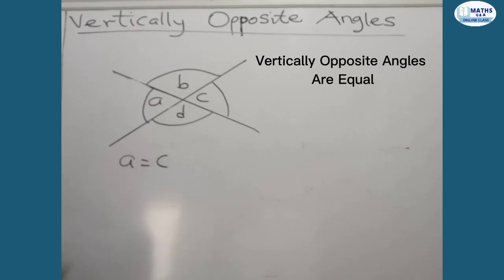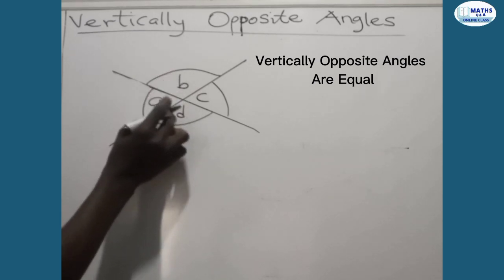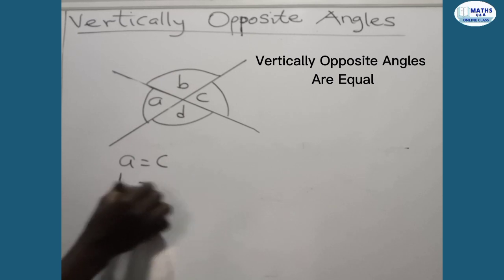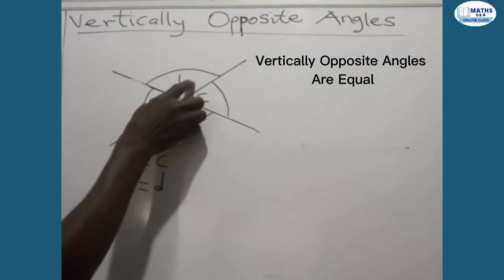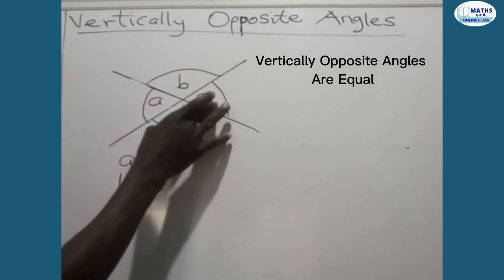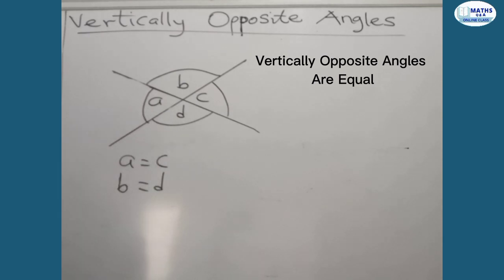Good. So if you are told to find, for instance, angle A, we say that angle A is equal to C. They are vertically opposite. Also, angle B and D are the same. So angle B is equal to D. They are vertically opposite. What it means is that if here is 20, here should be what? 20. If here is 60, here will also be what? 60. Do you get me?